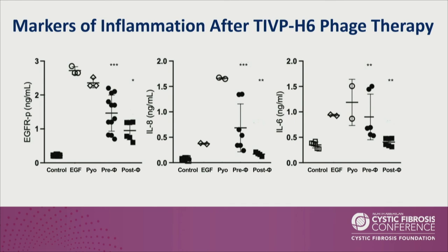And then also when you look at how this affects markers of inflammation, you can use these Pseudomonas and their supernatants to stimulate airway epithelial cells, and you can see a decrease in the inflammation that's produced by these airway epithelial cells, as measured here, represented by ELISAs on EGFR phosphorylation and IL-8 and IL-6 production. Looking at the panels on the right-hand side, you can see pre-phage samples and post-phage samples and the reduction that happens after phage therapy.